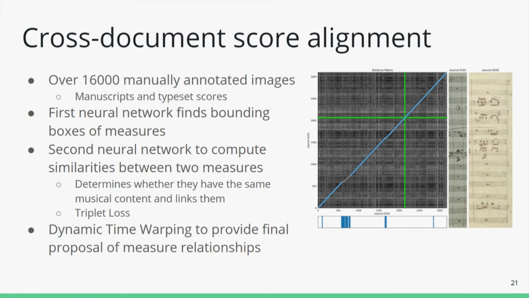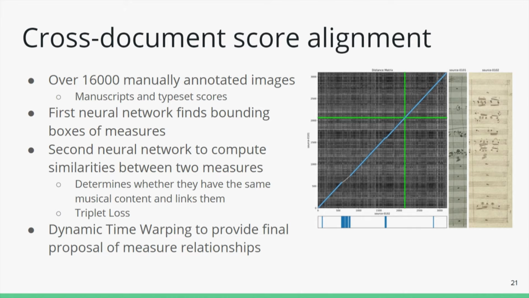That was being trained by using a triplet loss function and again a deep convolutional neural network. The idea with the triplet loss is that you have one reference image, and then you've got one positive example which contains the same, and one negative example. And the effect is that the neural network learns an embedding where measures that contain the same content will be placed closely in that space. And the last step was to use dynamic time warping to align the sequence of measures with each other.